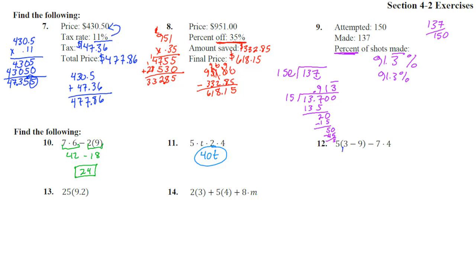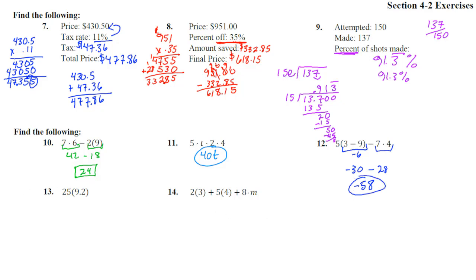5 times, what's 3 minus 9? Do those parentheses first, that's a negative 6, so 5 times a negative 6 is a negative 30 minus 7 times 4 is 28. Negative 30 minus 28, that they're both negative, so they're adding in the negative direction. That's a 58, negative 58.